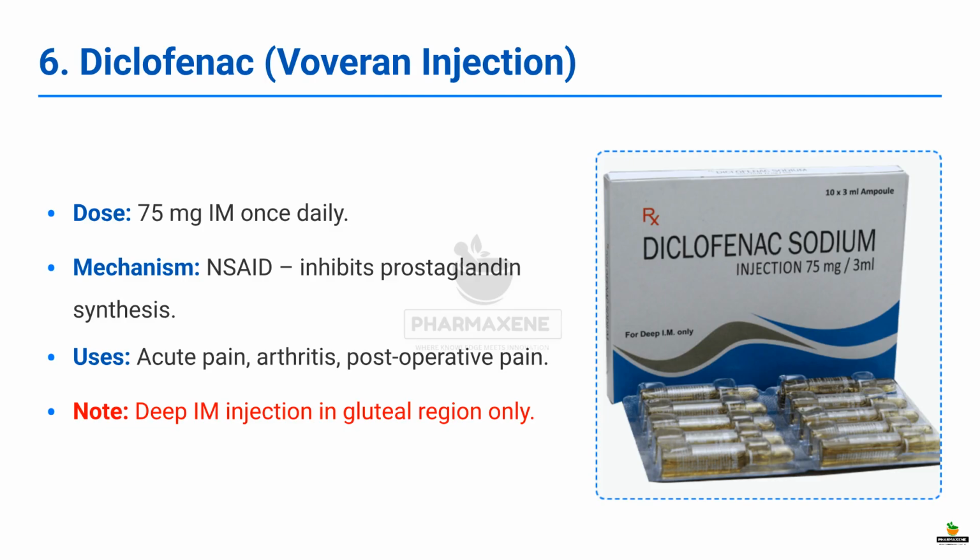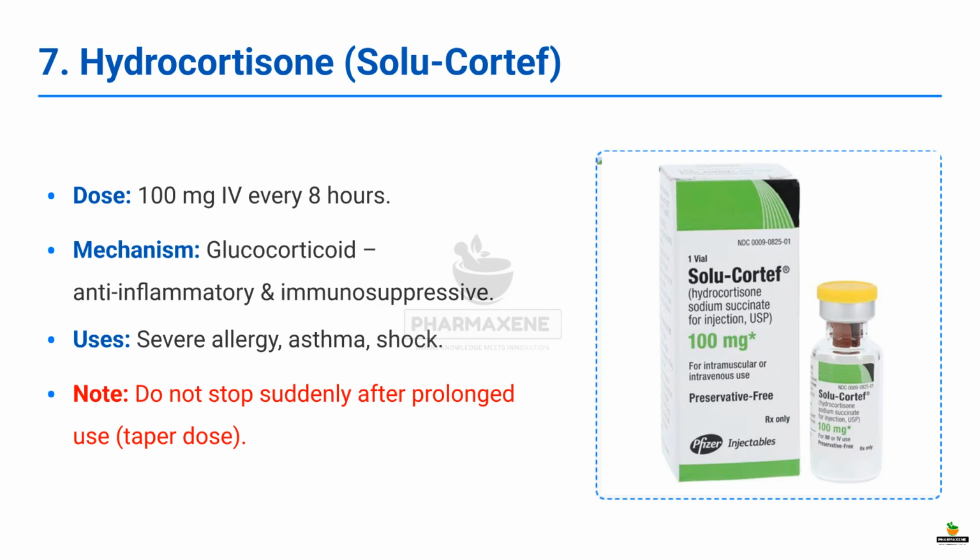Diclofenac, or Voveran injection, has a dose of 75 mg IM once daily. As an NSAID, it inhibits prostaglandin synthesis, providing relief for acute pain, arthritis, and post-operative pain. It's crucial to administer it as a deep IM injection in the gluteal region only.